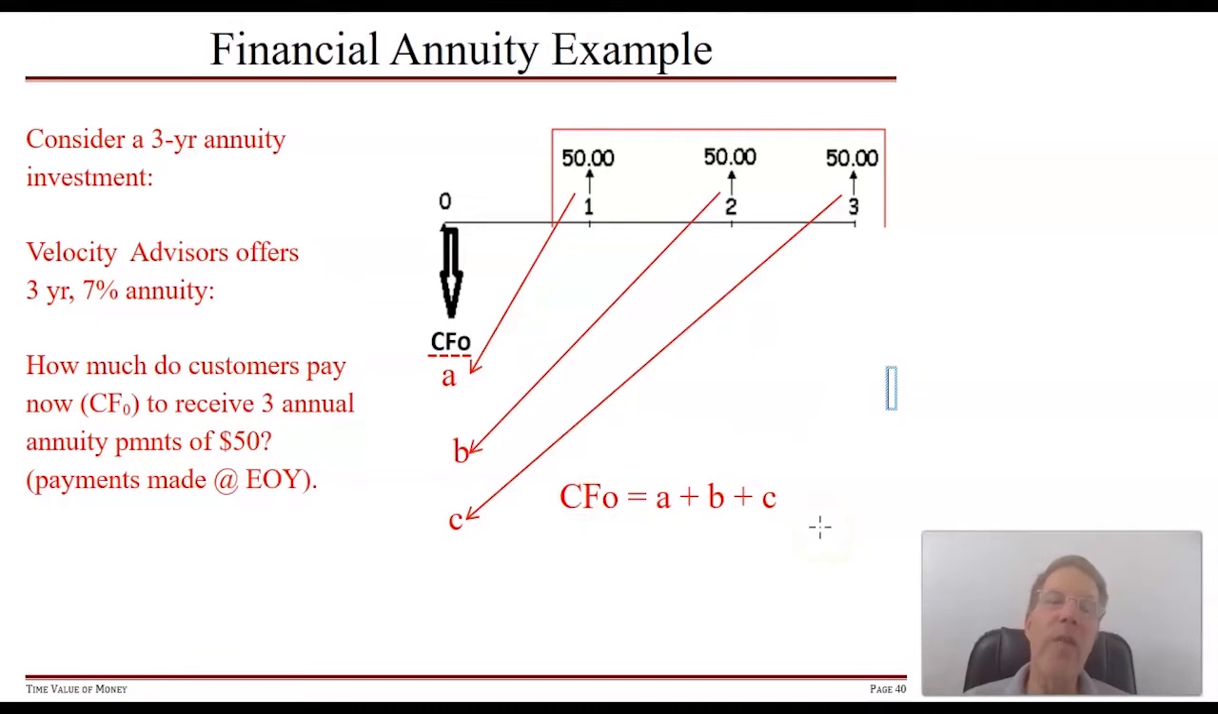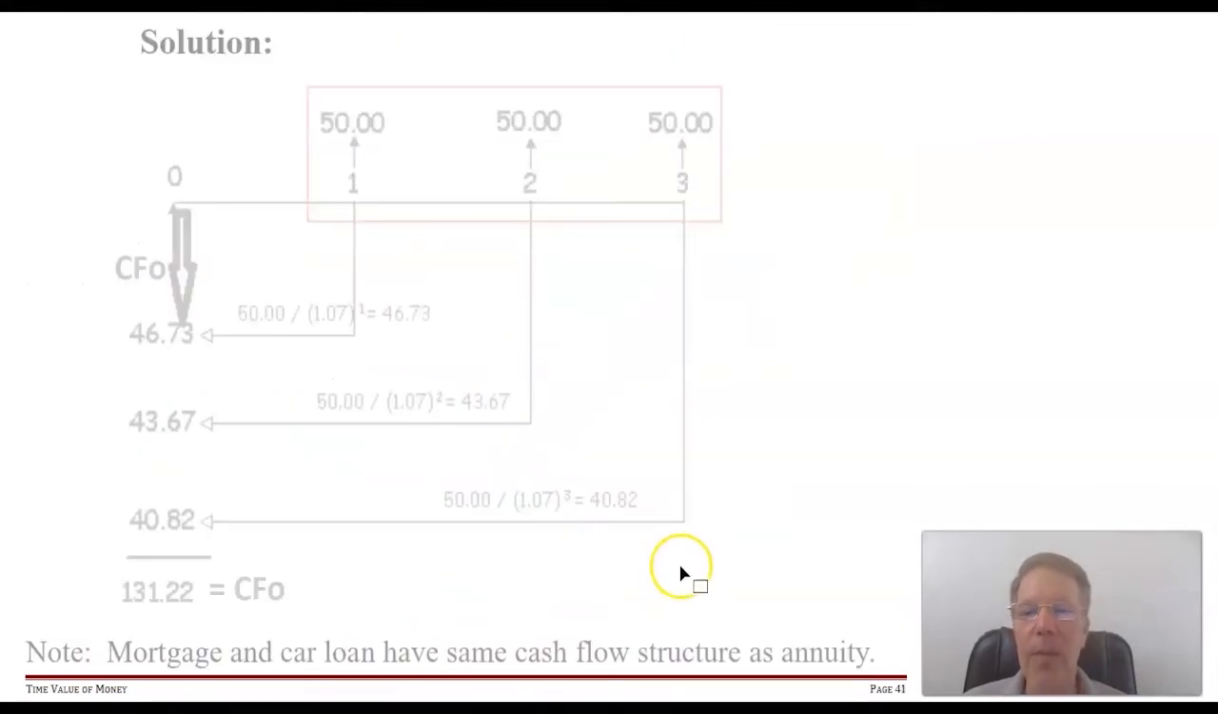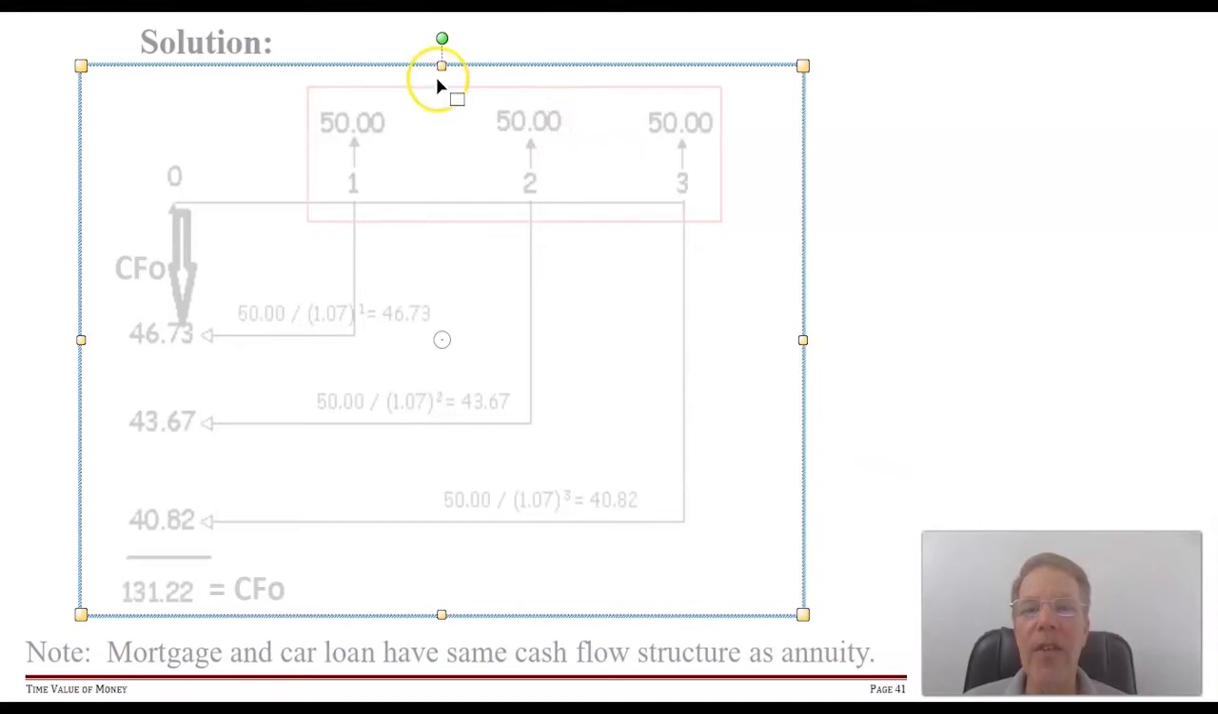Okay, so we're just doing repeated applications of the future value, present value formula to discount each of these back to t equals 0. We're going to discount them back at 7%. We're going to add them up. Right, and then we're going to say, like we said before, these are equal to our CF0. All right, so let's look at the solution for this one.